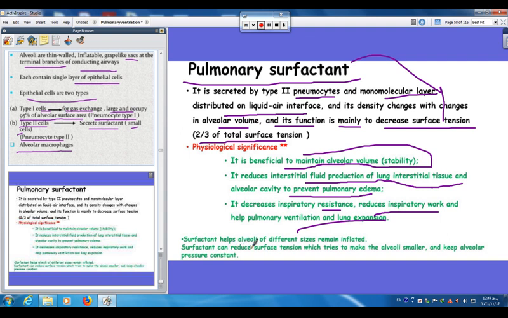Surfactant helps alveoli of different sizes remain inflated. Okay, it's a very important substance. Surfactant can reduce surface tension, which tries to make the alveoli smaller, and keep alveolar pressure constant. Alveolar pressure constant.